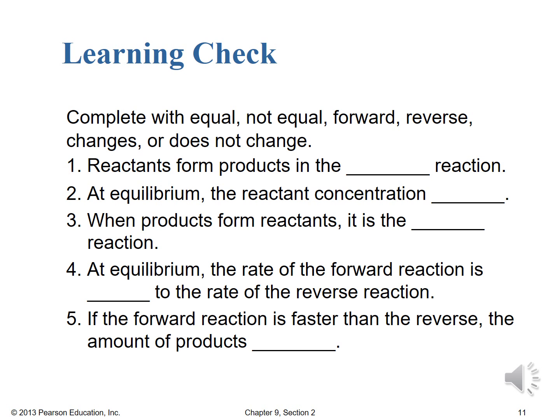All right, let's end this introduction to chemical equilibrium with a learning check. So go ahead and complete using the terms equal, not equal, forward, reverse, changes, or does not change as appropriate in these blanks. So for instance, reactants form products in the blank reaction. Maybe there's a couple that would seem logical and one that would seem best. So go ahead and fill in those blanks in those 5 sentences. Start the video back up once you've done that, but go ahead and pause it here to complete your work.